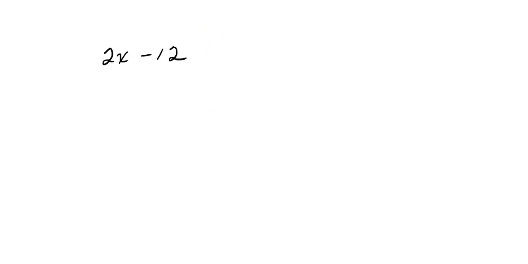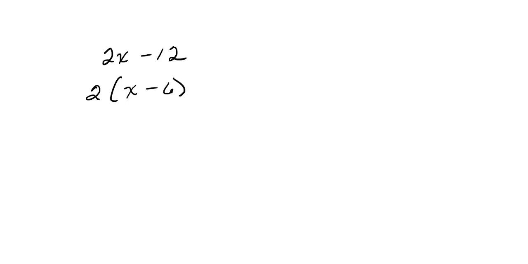In this example, I need to factor, and I'm going to do that by finding the greatest common factor. So what is the biggest number that goes into 2 and 12? Which is 2. And then I want to look at the variables and see if there's a variable in common that I can factor out, and there's not. So inside the parentheses, I'm going to have x minus 6.